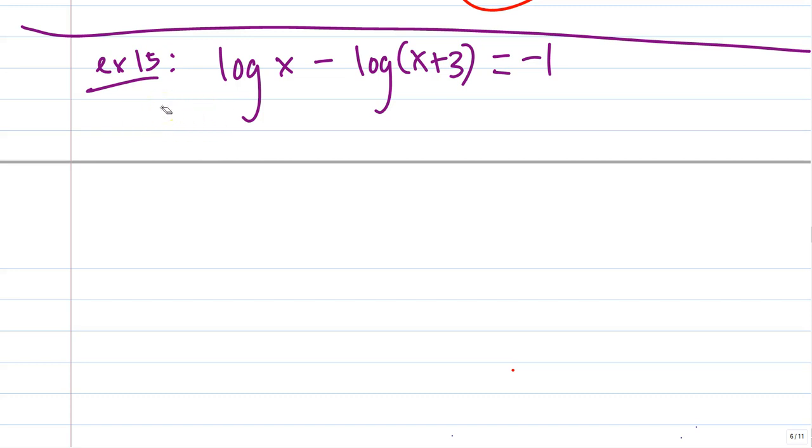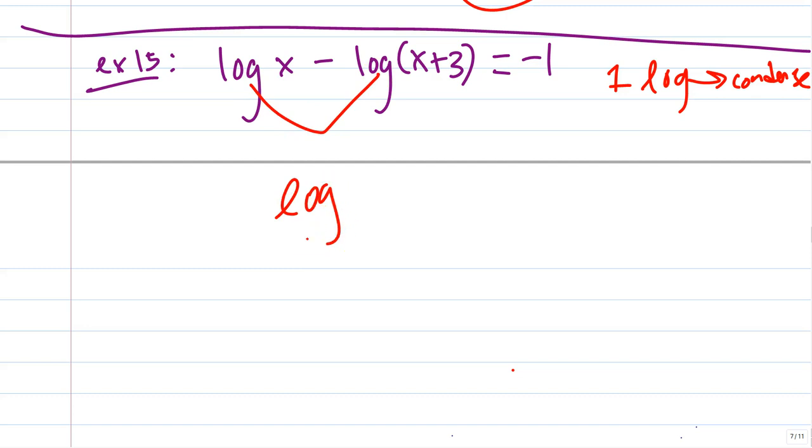See, if it's not one log, or if it's not just a log on each side, then basically we try to make everything one log. How do we make it one log? Condense. So we're going to use the skill from the previous section. I can bring these 2 logs together as a single log, and subtraction turns into division.